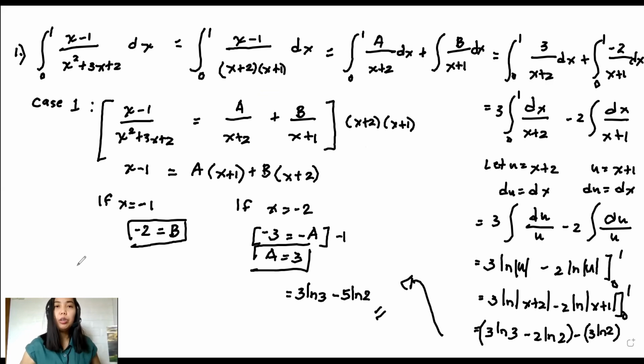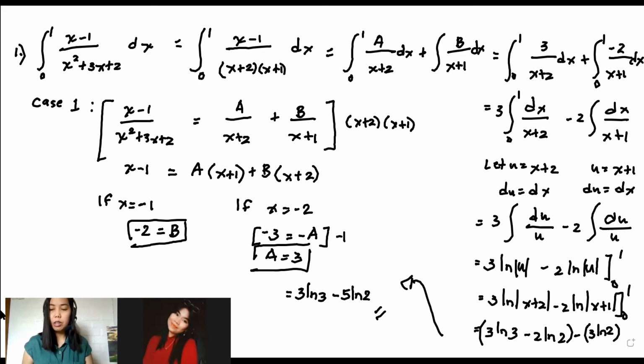So before you integrate, you need to perform partial fraction first. Find the value of A and B. We have here only A and B because we only have 2 factors for the denominator. So it depends on how many factors the denominator has. Case 1 is only for linear factors, and if the factors of the denominator are distinct. Clear?